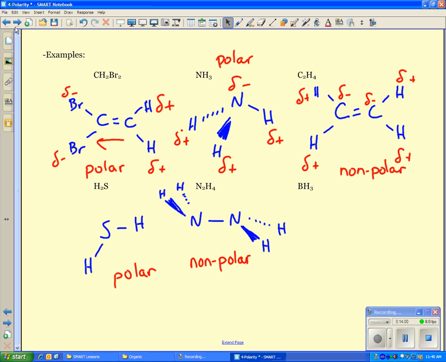And our last example, boron trihydride, this was one of our odd molecules. It doesn't quite fit our pattern. This molecule has boron in the middle and three hydrogens that are equally spaced out in a trigonal planar shape. So, symmetric molecule, boron has a value of 2.0, hydrogen has 2.2. Electrons are being equally pulled out towards all of those hydrogens. So this molecule is nonpolar.